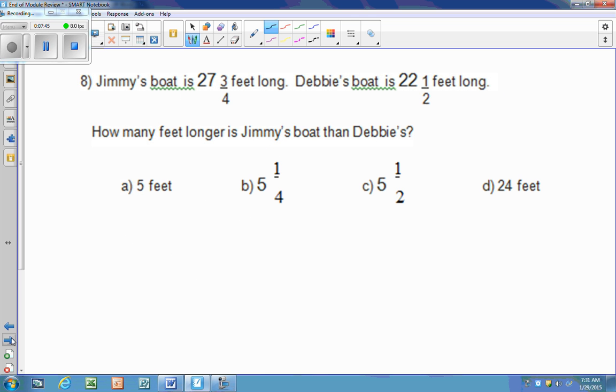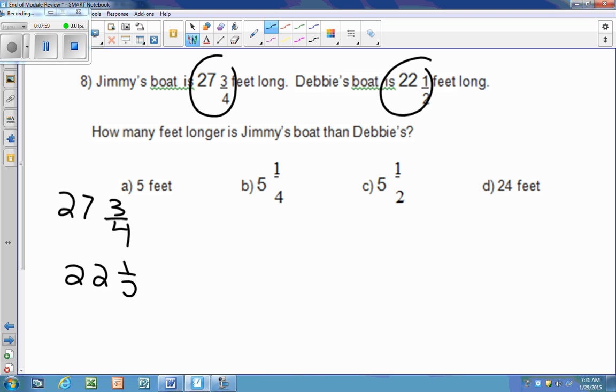Next, Jimmy's boat is 27 3/4 feet long. Debbie's boat is 22 1/2. How many feet longer is Jimmy's than Debbie's? So I'm going to take my 27 3/4 and my 22 1/2, and I'm going to change them into improper fractions like we've talked about. Some of us might need to do this on the side.